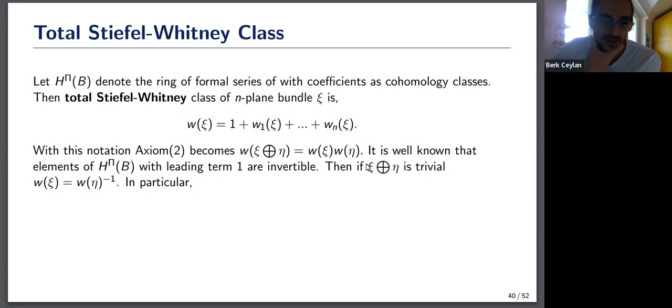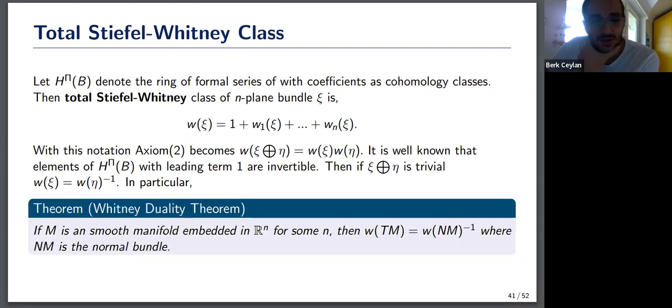So if a sum of two bundles is trivial, then the Whitney class of the sum should be 1, and since it is equal to the multiplication of Whitney classes, 1 is equal to the inverse of the other. So we have the Whitney duality theorem for a smooth manifold embedded in R^n for some n: the Whitney class of the tangent bundle is equal to the inverse of the Whitney class of the normal bundle. This is because the normal bundle summed with the tangent bundle is trivial.